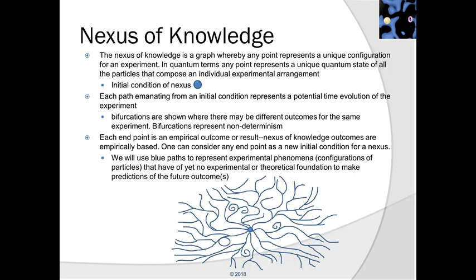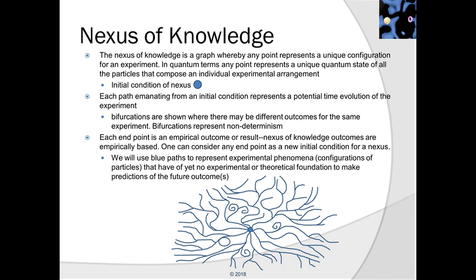The nexus of knowledge is a graph whereby any point represents a unique configuration for an experiment. In quantum terms, any point represents a unique quantum state of all the particles that compose an individual experimental arrangement. We'll denote the initial condition of the nexus as a blue circle. Each path emanating from an initial condition represents a potential time evolution of the experiment. Bifurcations are shown where there may be different outcomes for the same experiment. Bifurcations represent non-determinism.